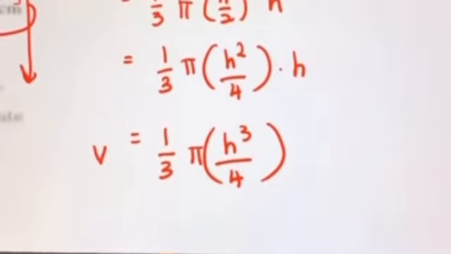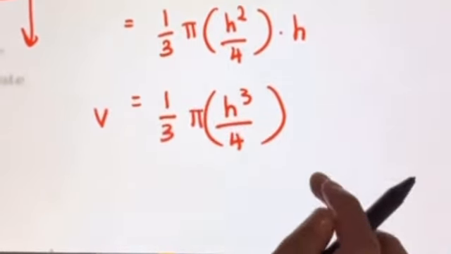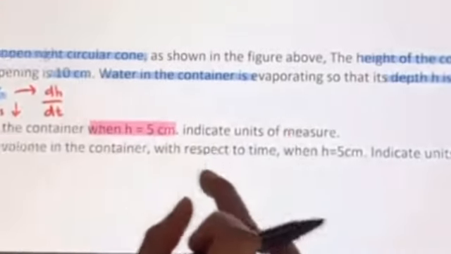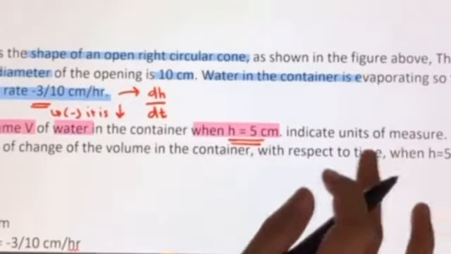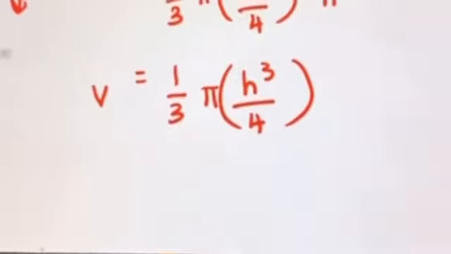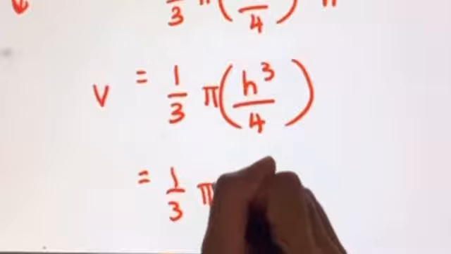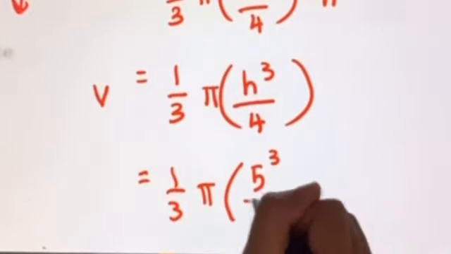This is not the final answer. What we need to do next is to insert the value of h into the formula. In the question, it states that h is equal to 5 cm. So now we need to insert 5 into h. So 1 over 3 pi, 5 cubed over 4.